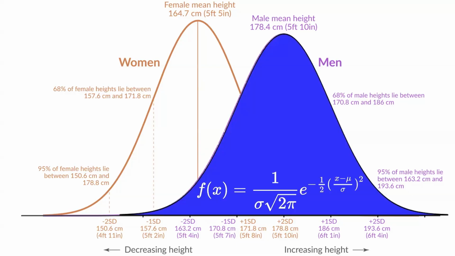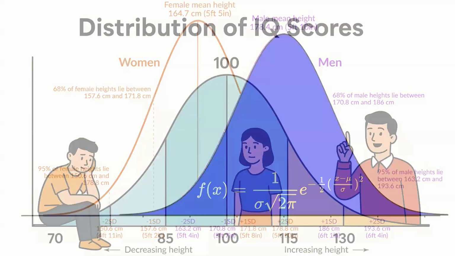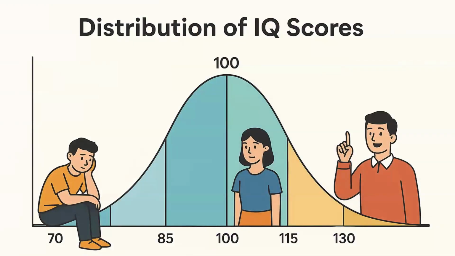What we're going to do now, first, any questions on anything that we've covered besides the formula? Okay. All right, so what we're going to do now is we're going to build our own normal distribution. And the normal distribution that we're going to build is the distribution of IQ scores.